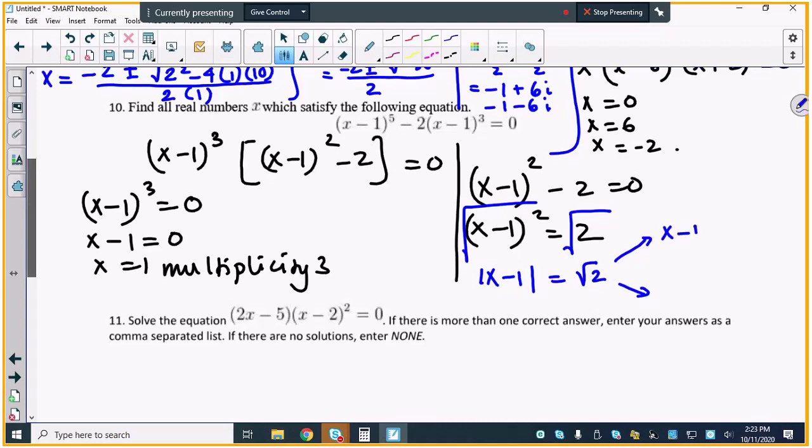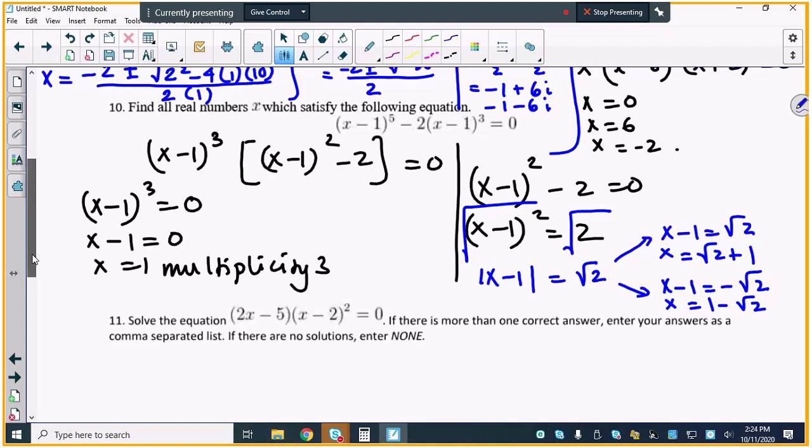Either x minus 1 equal to square root of 2, so x is equal to square root of 2 plus 1, or x minus 1 equal to negative square root of 2, so x equal to 1 minus square root of 2. So I still get 5 solutions, but 3 of them are the same number, 1. So the multiplicity of that solution is 3.